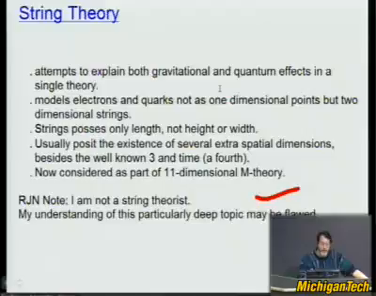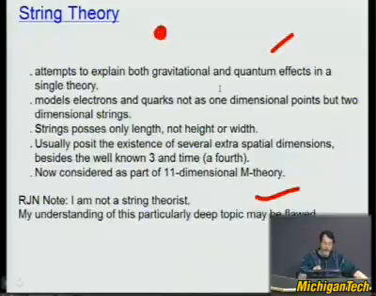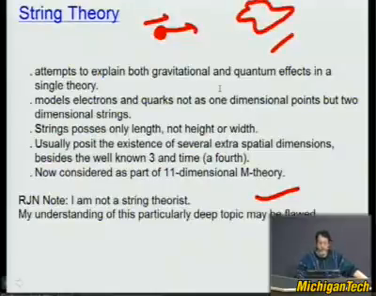As it says, it's an attempt to explain both gravitational and quantum effects in a single theory. What string theory does is take electrons and quarks, for instance, not as one-dimensional points but as two-dimensional strings. Before, they were little points, and they could only translate and spin and have a magnitude of mass. Now you can think of them as strings, and strings are two-dimensional objects, so you get lots more things you can do with them.